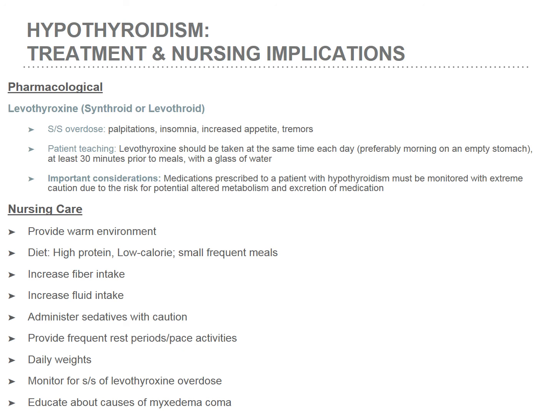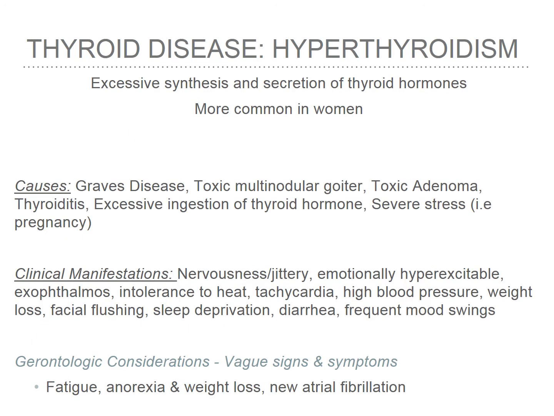It's also very important to recognize the signs and symptoms of myxedema coma because it is life-threatening. So be sure that you are familiar with the signs and symptoms and the treatments, okay? So the opposite would be hyperthyroidism. Hyperthyroidism is the excessive synthesis and secretion of thyroid hormones. So this is when your thyroid gland is producing too much T3 and T4.